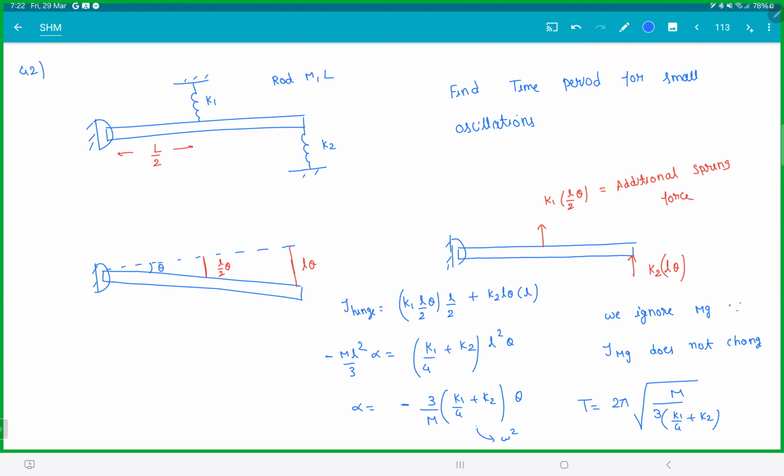Clear? Have a look at this. Let's see one more like this. This L theta is the additional elongation. The spring is initially compressed already by some amount. I can say change in elongation. That is a better word. Next thing. All got this?